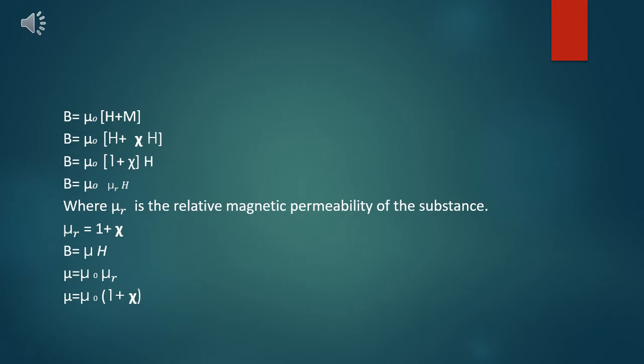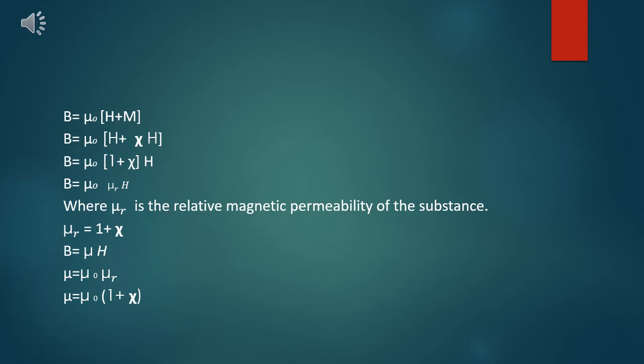Again, B is equal to mu0 in the bracket H plus M. And we know that M is equal to chi into H. So put this value here. We get B is equal to mu0 in the bracket H plus chi into H. H अगर हमने common लिया यहाँ पर तो bracket में बचता है 1 plus chi. So B is equal to mu0 in the bracket 1 plus chi into H.